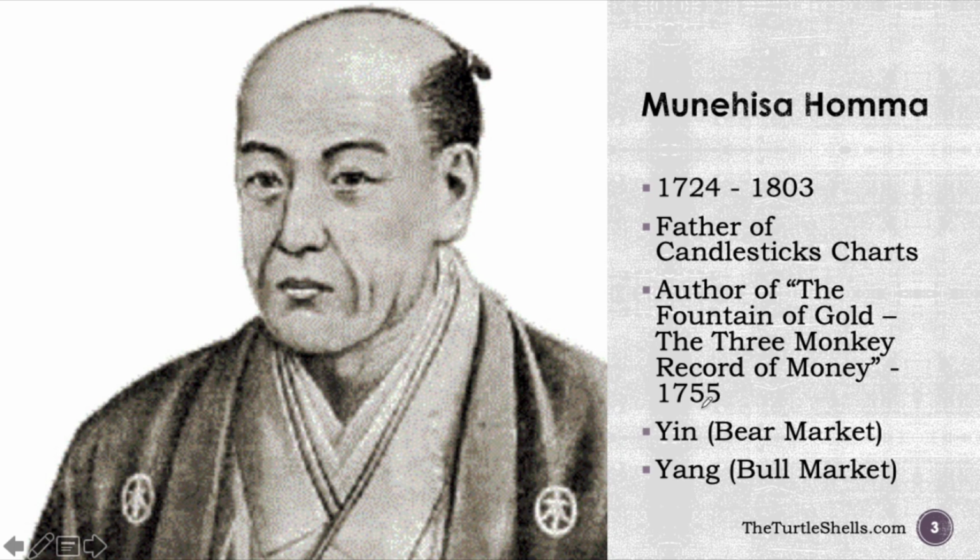So he was the most successful price action trader in world history. And when he was 31, he wrote this book called The Fountain of Gold, The Three Monkey Record of Money. This is the world's first book on market psychology. He was the first one who understood the importance of understanding psychology to make money in the markets. He said that there is yin and yang in the markets. Sometimes the market is going up, sometimes the market is going down. He was the best at analyzing price, and after he developed Japanese candlesticks as a tool, it evolved over a 200-year period.